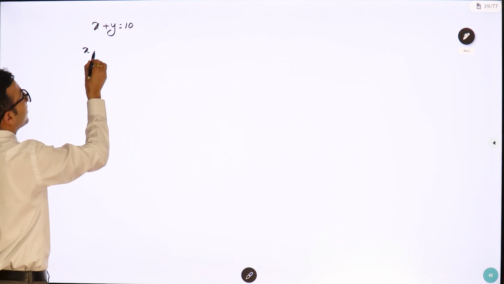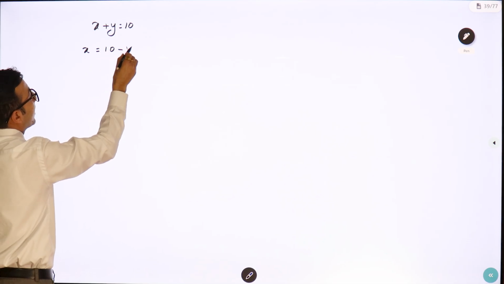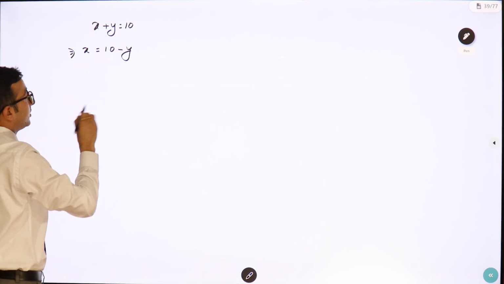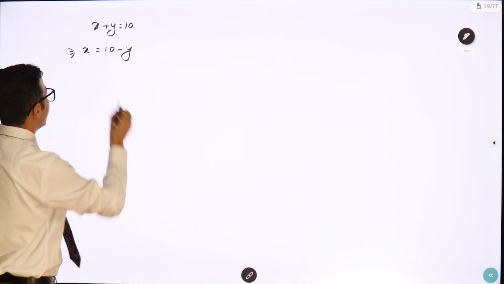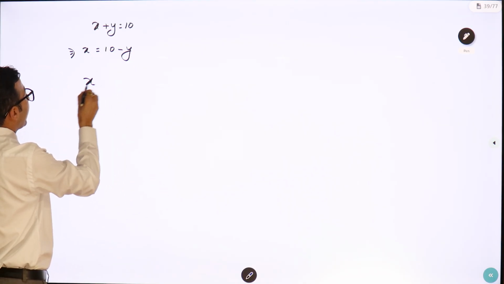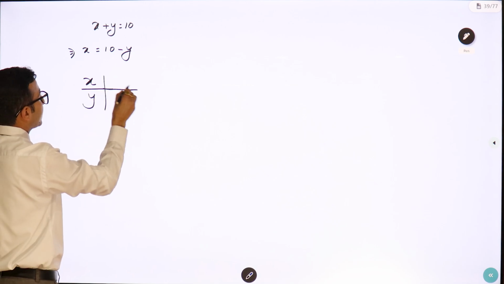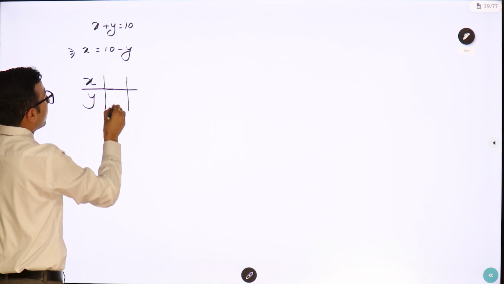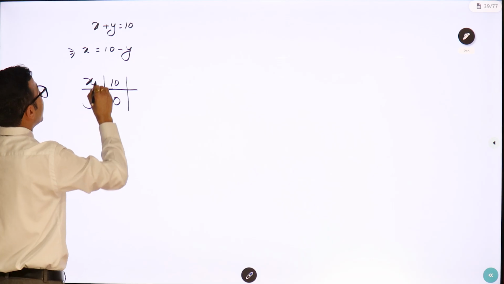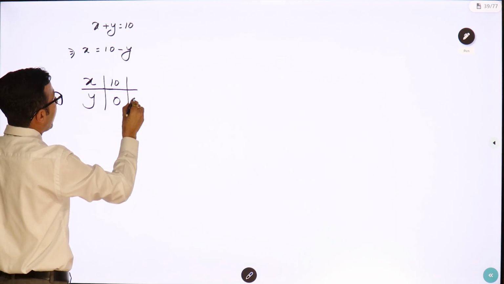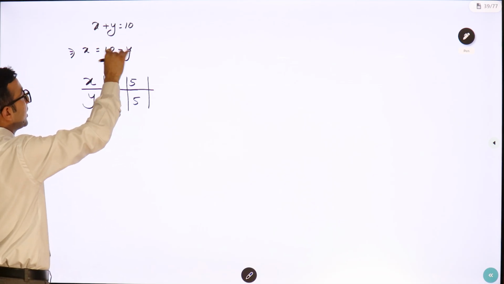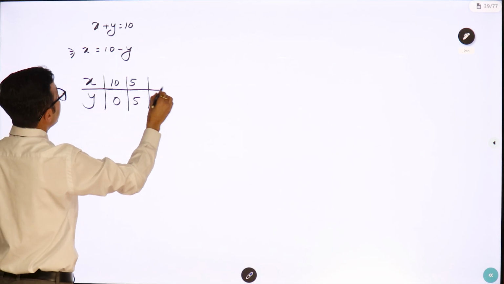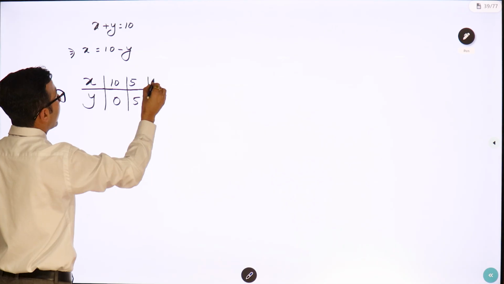Keep one of the variables on one side, that will be x equals 10 minus y. So y is the independent variable, and x is the dependent variable. We can obtain the values of x and y. If y is 0, x will be 10. If y is equal to 5, x will also be 5. We are just replacing the value of y here to get the value of x. If the value of y is 10, the value of x will be 0.